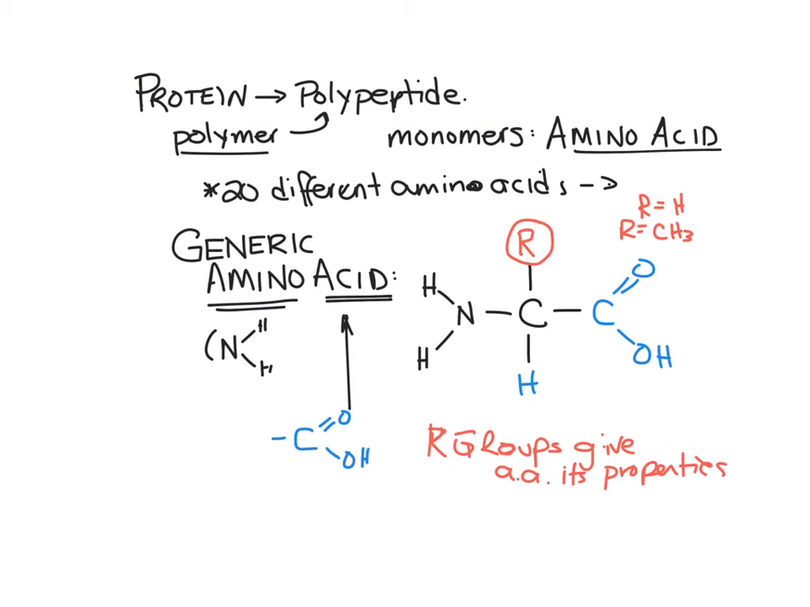Now, the polypeptide sequence has a certain order, and that order is what's deemed the primary structure of a protein. There are 4 levels: primary, secondary, tertiary, and quaternary. We'll talk about those in a second, but let's start building the polypeptide sequence. In order to build a polypeptide sequence, you need 2 amino acids.